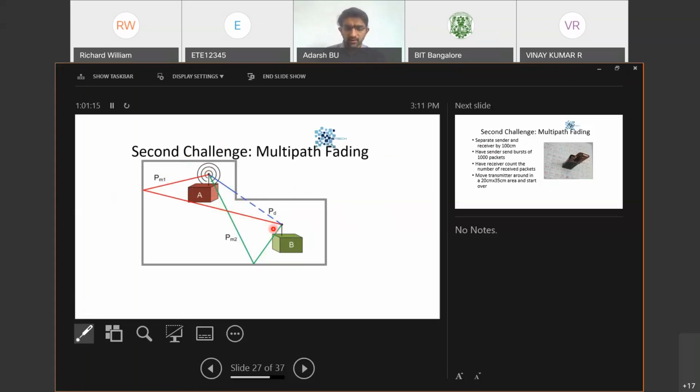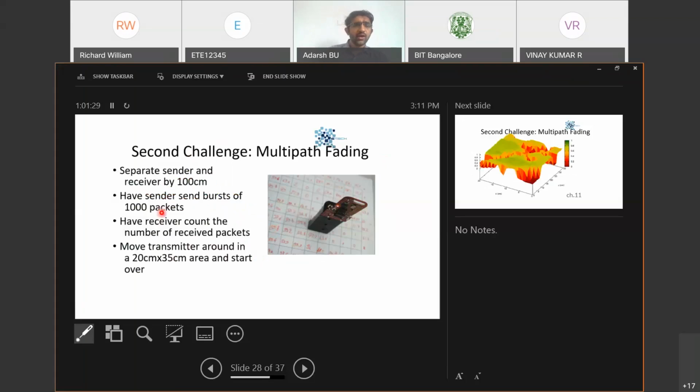To understand this multipath fading process and this specific challenge, one experiment was done by the TISH working group. They took two devices, one a transmitter and the other a receiver, separated by just 100 centimeters, not far away. If you have an embedded device or two IoT devices, you can try this experiment. The sender and receiver are separated by about 100 centimeters.